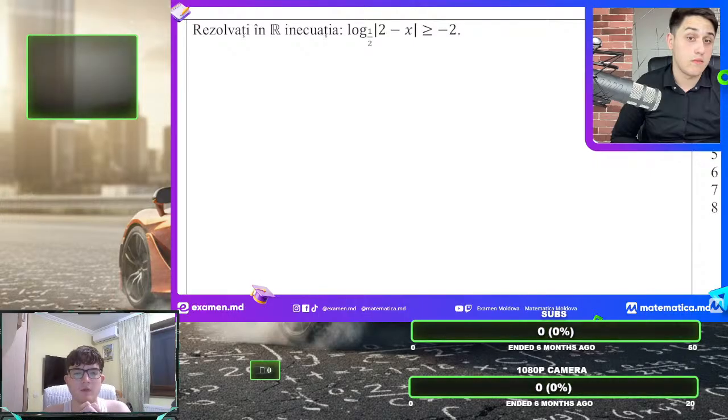So now we just solve it. 2 minus x right there. Minus 2 we can write down as log base 1 divided by 2 of 1 divided by 2 to the power of minus 2. So, or maybe not. What we can do here, well, minus 2.